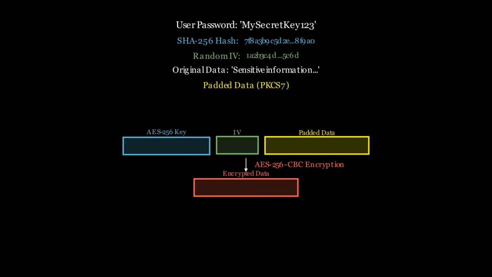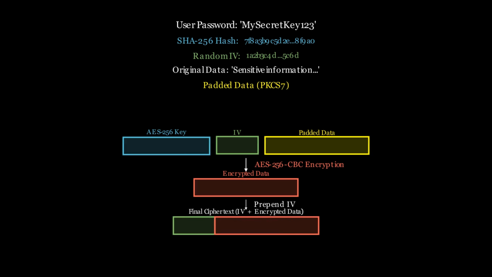Finally, I prepend the IV to the ciphertext. This step ensures that the IV, the initialization vector, which is needed for decryption, is included with the encrypted data. All the steps I've explained will give us encrypted data that is secure, non-deterministic, and reversible when the correct key is used for decryption.